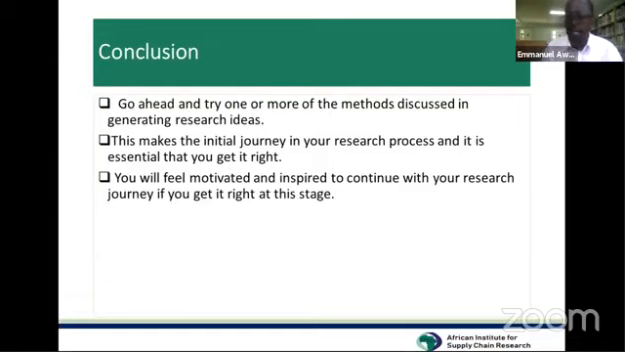And remember, I say that this is very critical because at the end of the day, you want to be able to solve a problem, you want to be able to fill a certain gap, and you want to come up with something that will motivate you to wake up at any time and continue with your work. So what I would suggest in conclusion is go ahead and try one or more of the methods that I've discussed in this brief session. This is very critical because this is your first step in your journey toward research. So ideally, it's very important that you get it right so that you're motivated to continue with your research.